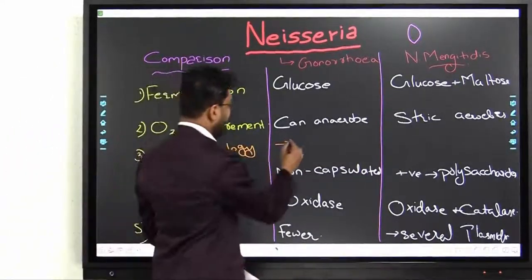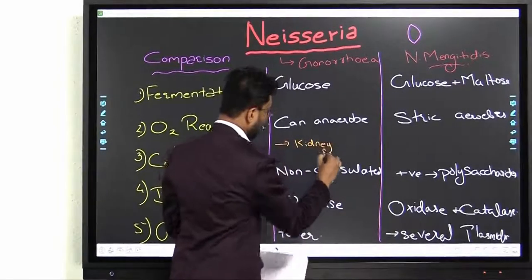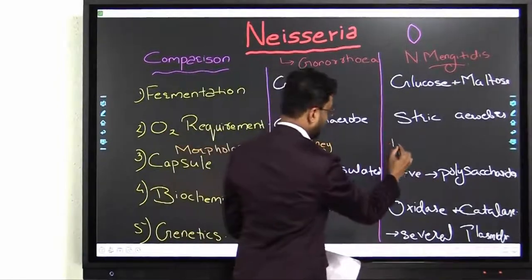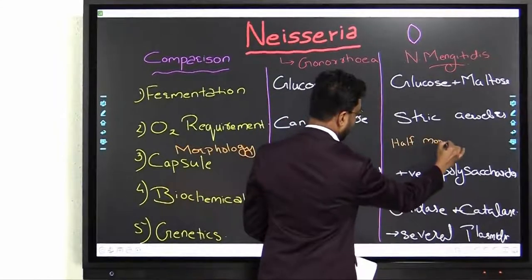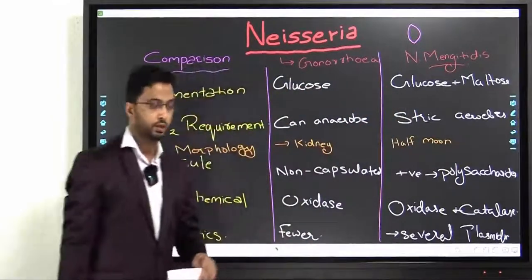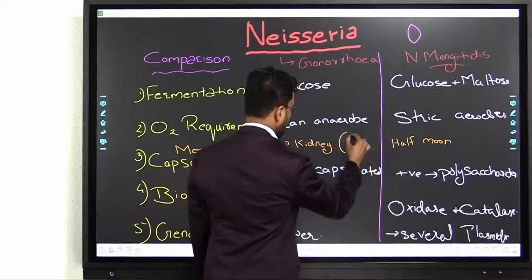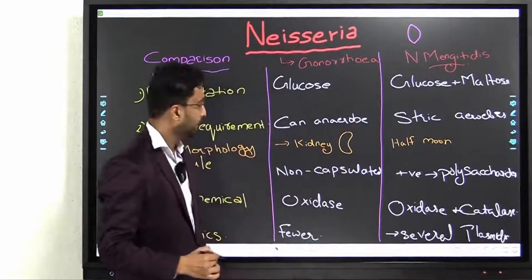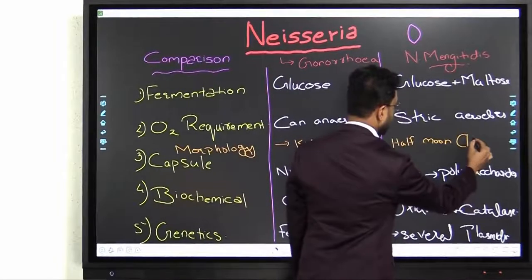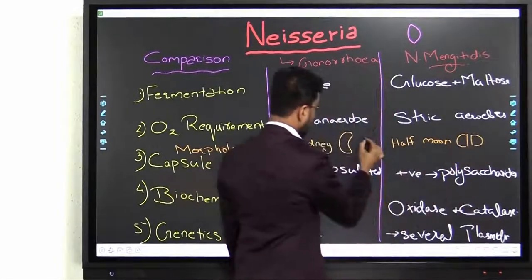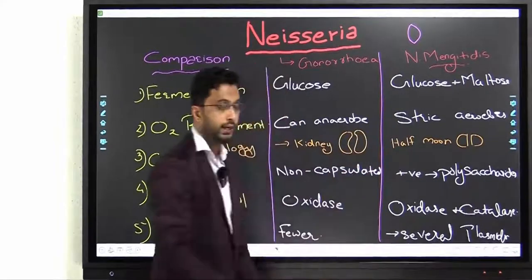Okay, so these are kidney shaped. These are kidney shaped, whereas this is half moon shaped. Both are diplococci. Both are closer to a lenticular shape, but this one is more kidney shaped, and this one is half moon shaped. So it's like this, half moon. Diplococci, isn't it? So this is two kidneys like this. Diplococci that is half moon shaped.